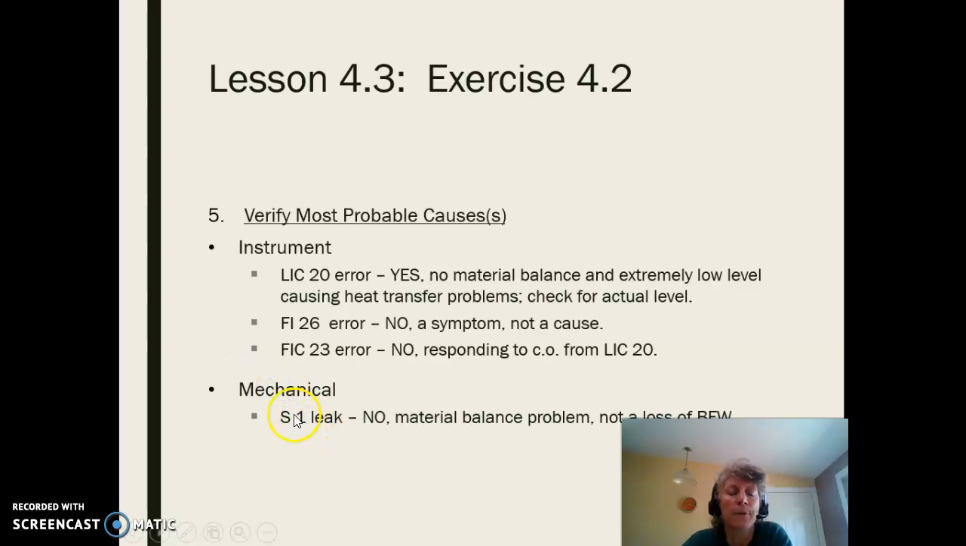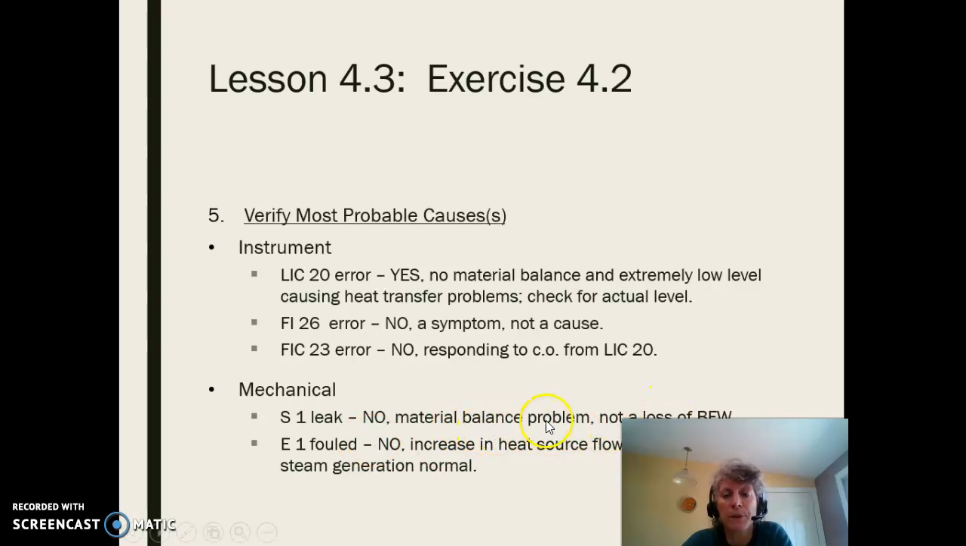Let's talk mechanical. S1 leak. So the steam drum. Well, no, there is a material balance problem, but not a loss of boiler feed water because the boiler feed water is just not going in at the rate that it should be. What I mean is there is a material balance problem, but that's not because of that reason, because the boiler feed water should be down because it was being fed by the controller above the level to be lower, so that matches that.